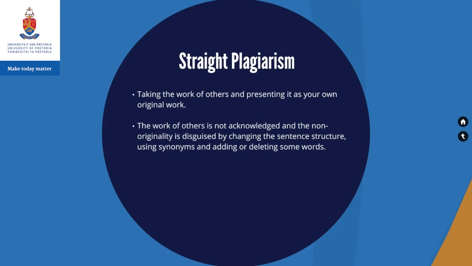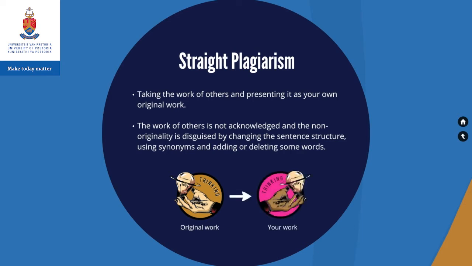Straight plagiarism, just like verbatim copying, involves taking the work of others and presenting it as your own original work. The difference is that the work of others is not acknowledged and the non-originality is disguised by changing the sentence structure, using synonyms, and adding or deleting some words. The act is still similar to photocopying another person's original design and modifying it minimally, for example, the color or size of their design, but claiming it to be original.